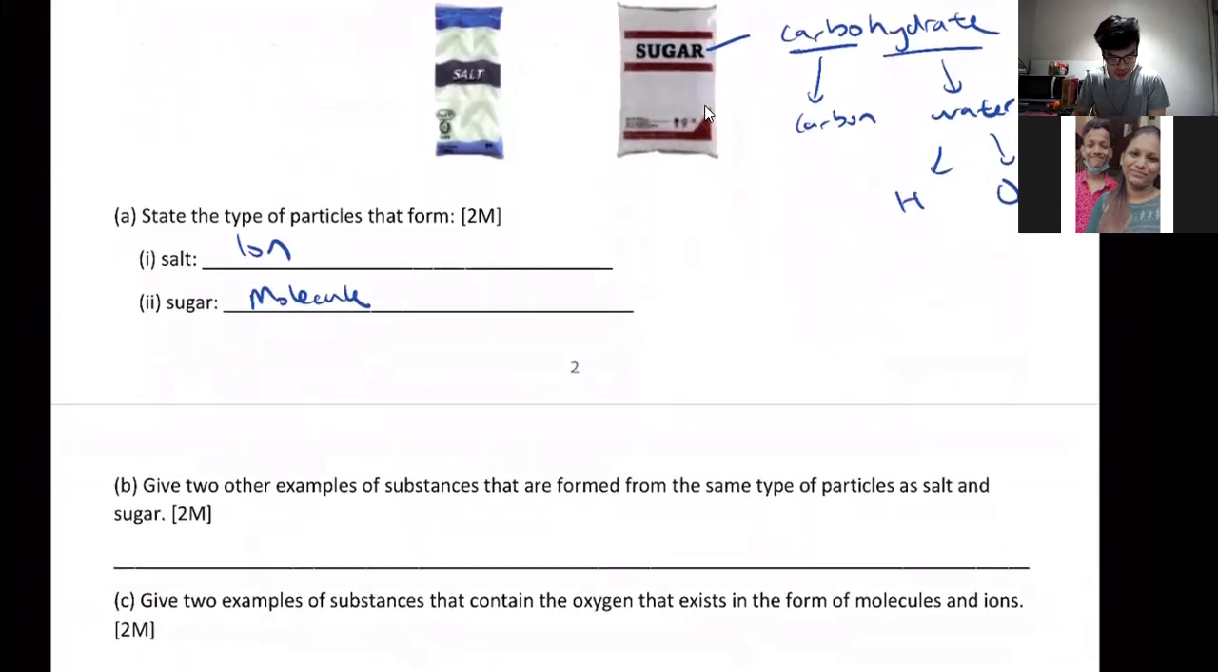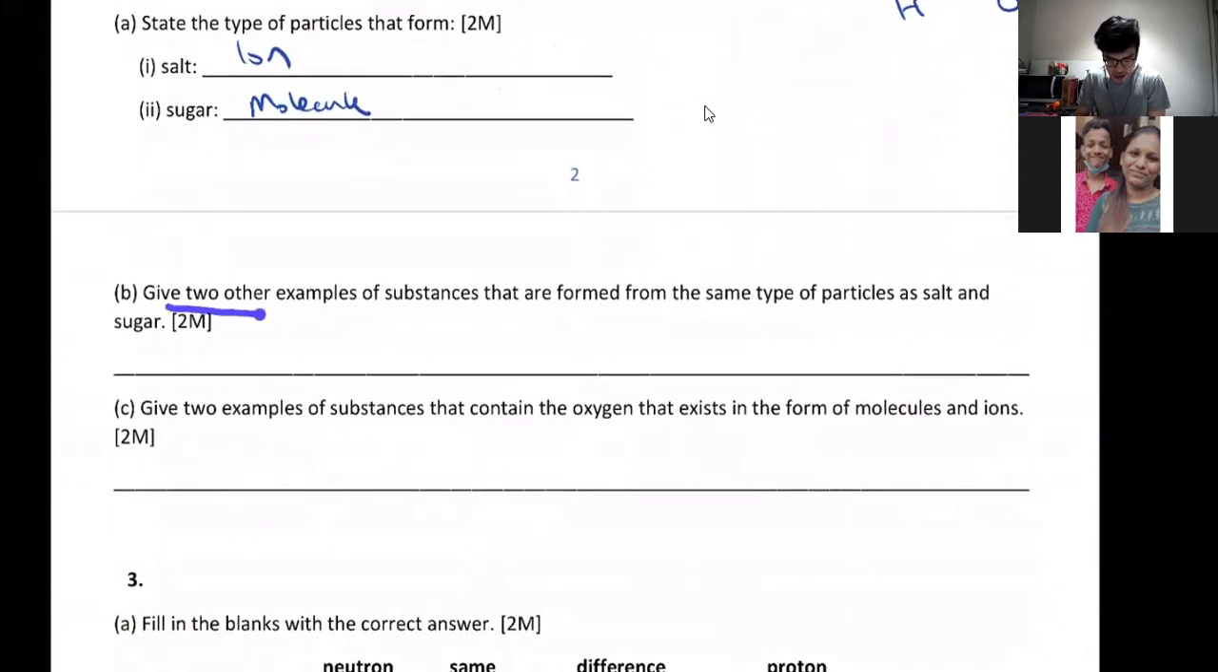All right, easy, eh? So B, give two other examples of substances that are formed from the same type of particle as salt and sugar. Okay, very good question. So what is made from salt? Salt is an ion, right? Anything that is the same as salt, that's a rust. Okay, karat.